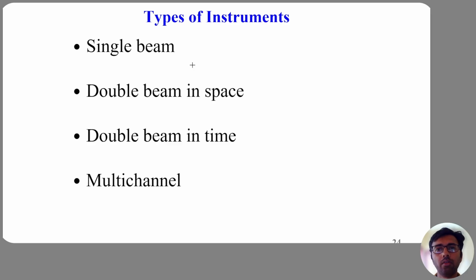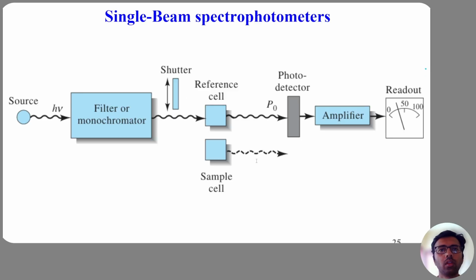Today's lecture focuses on the foundational system, that is the single beam spectrophotometer. Understanding this design is essential because all advanced instruments evolved from it. Let us follow the path of a photon through this system. Imagine a single photon beginning its journey. On the left side, we start with the light source.